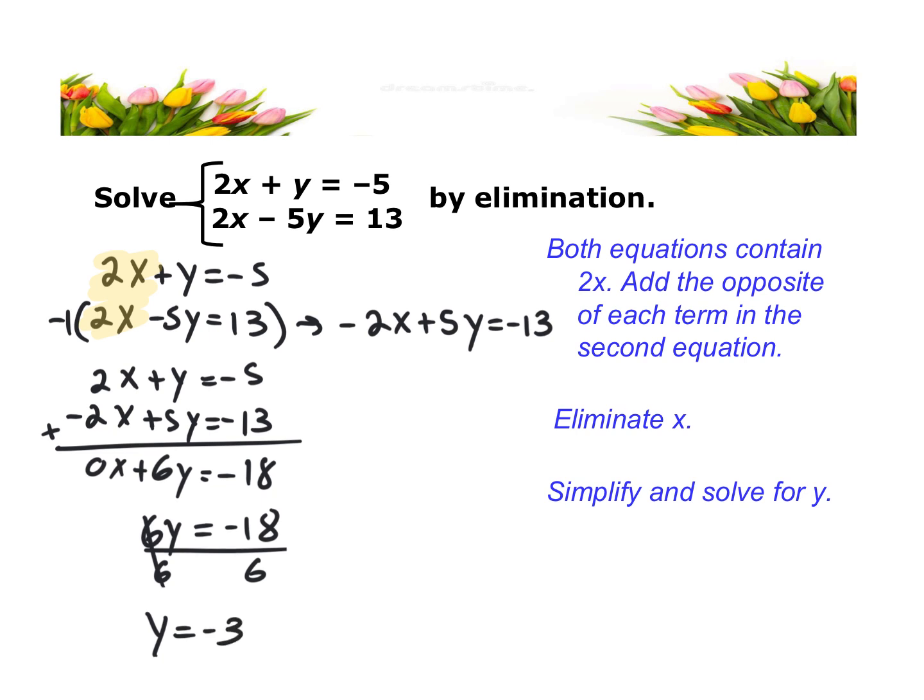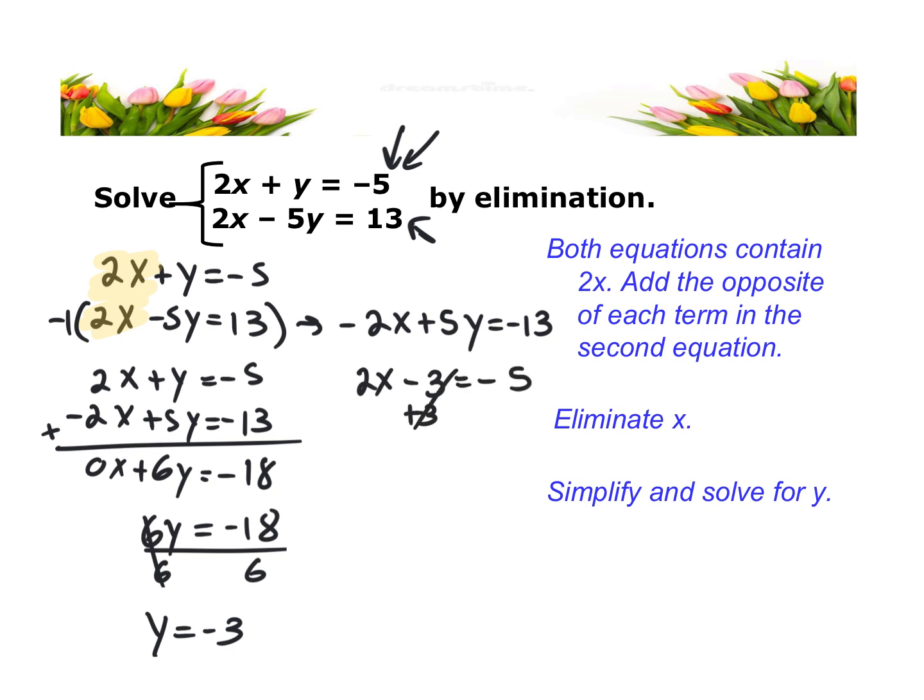Now I'm going to grab that negative 3 and plug it into either equation. I'm just going to choose the first one because it's on top. It really doesn't matter which one you plug in, as long as it's the original. So 2x minus 3 is equal to negative 5.